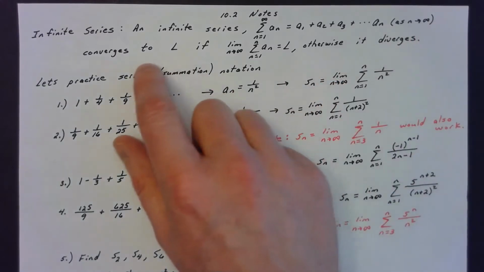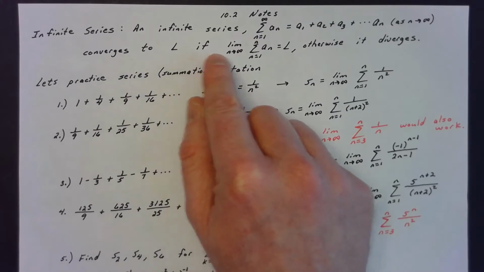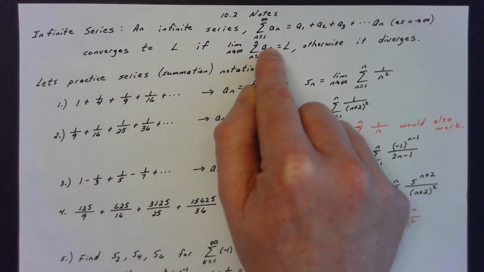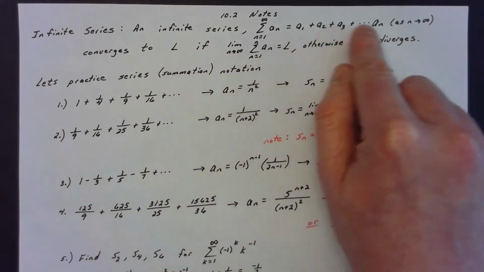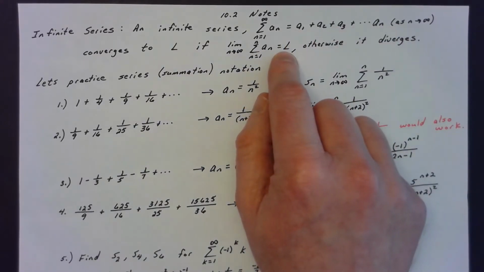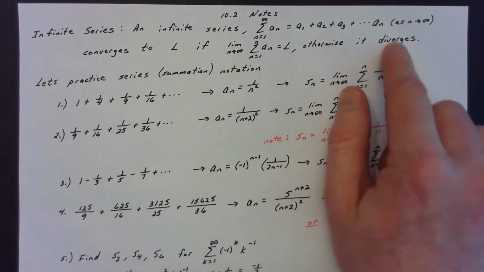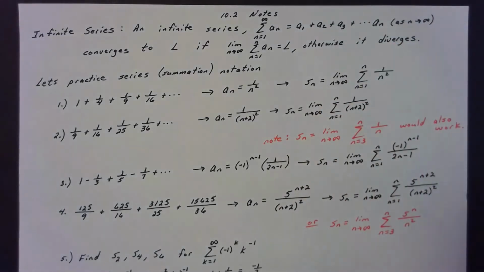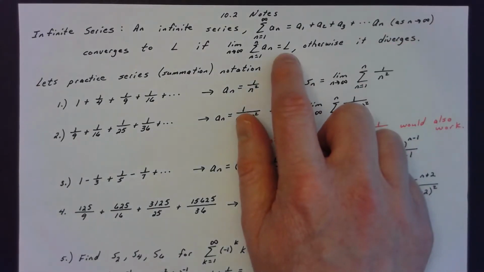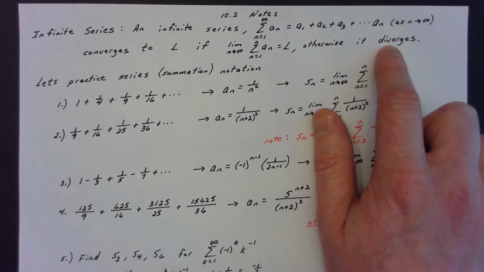Now, this series is going to converge to some number L if we can say that the summation of this series of a sub n is equal to that number L. So in other words, all of these numbers have to add to be some finite value L. If that's not the case, we say it diverges. So it's either the sum is going to have some quantifiable finite value L for its sum, or otherwise it's going to diverge. If we can't say what it's going to, we just say it's divergent.